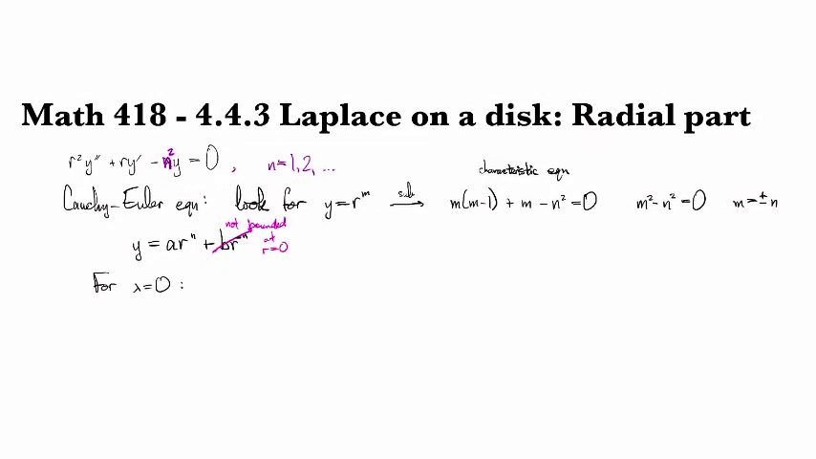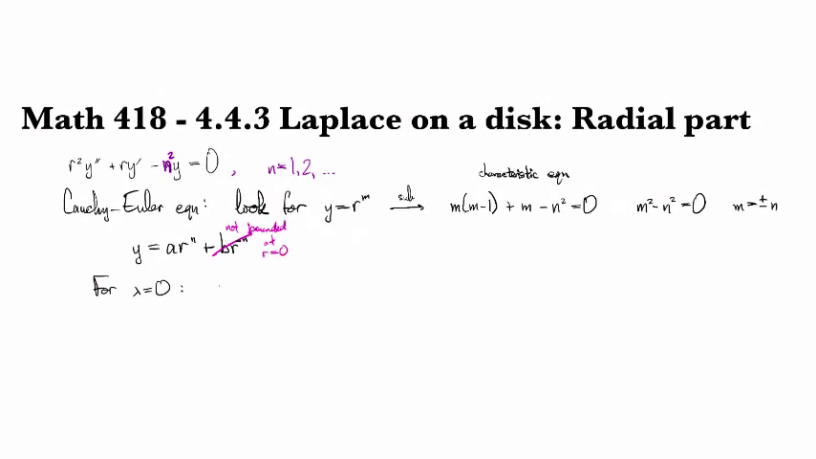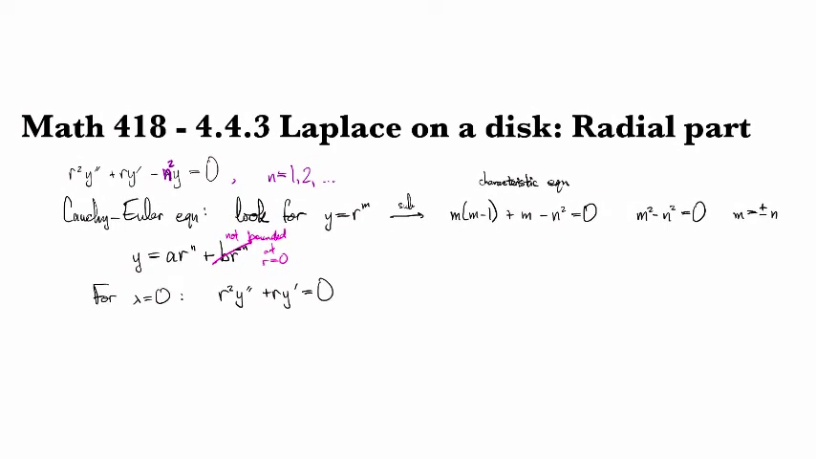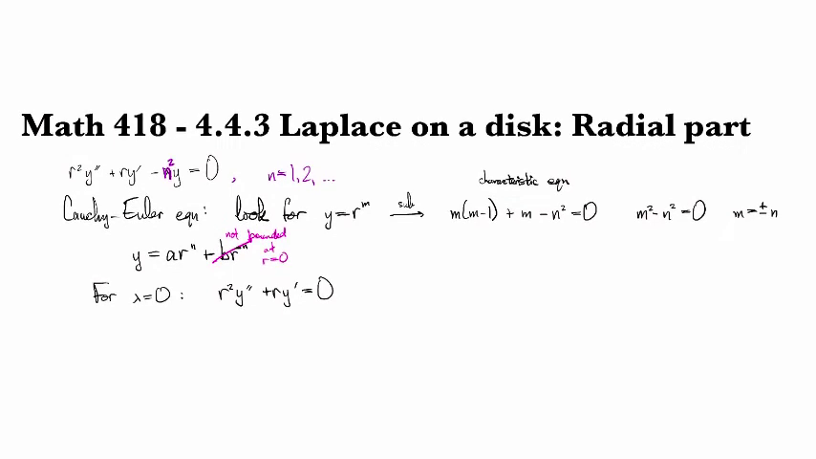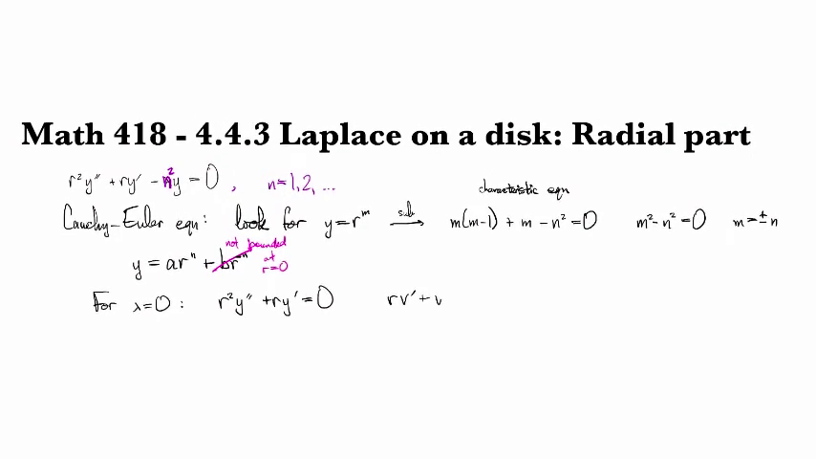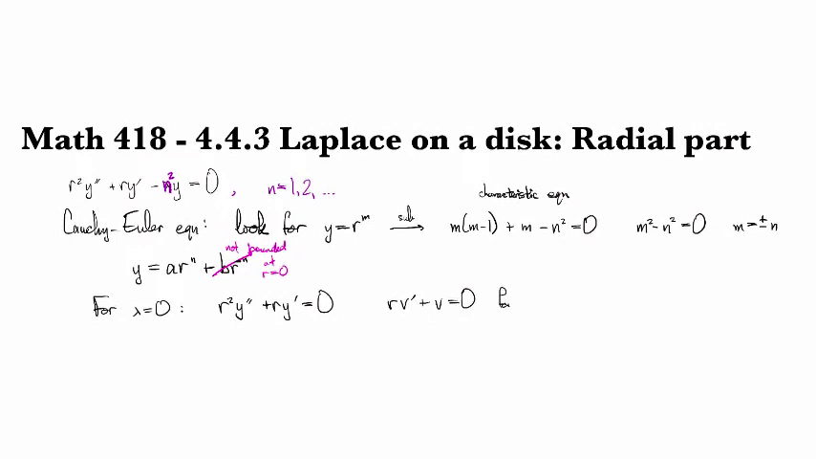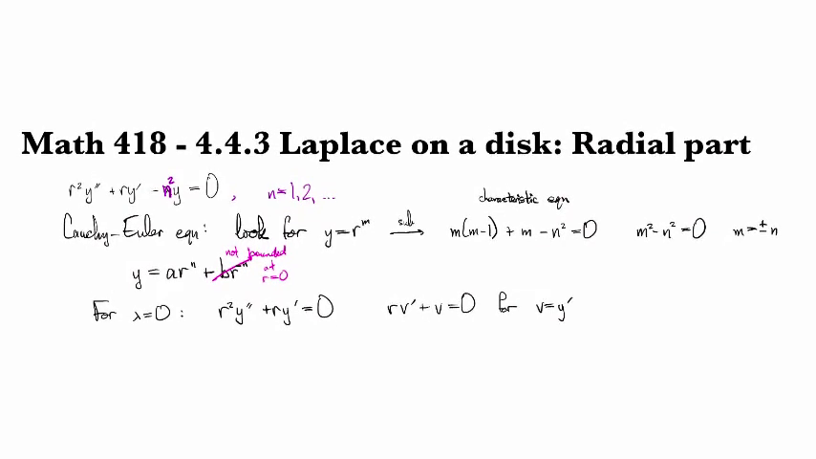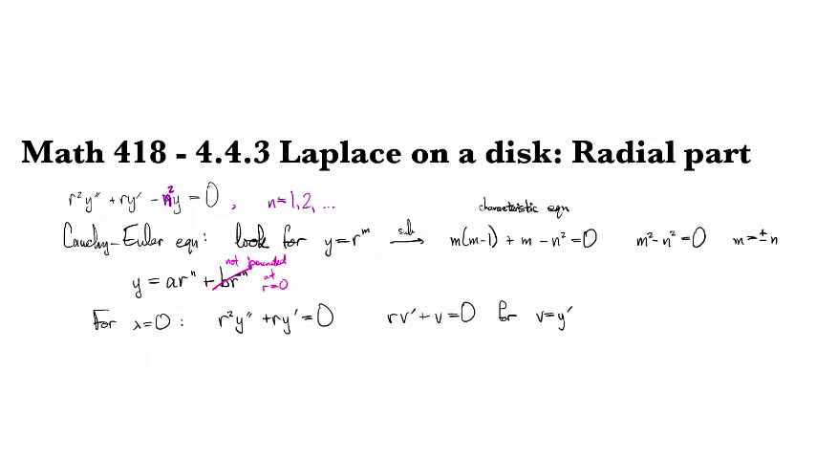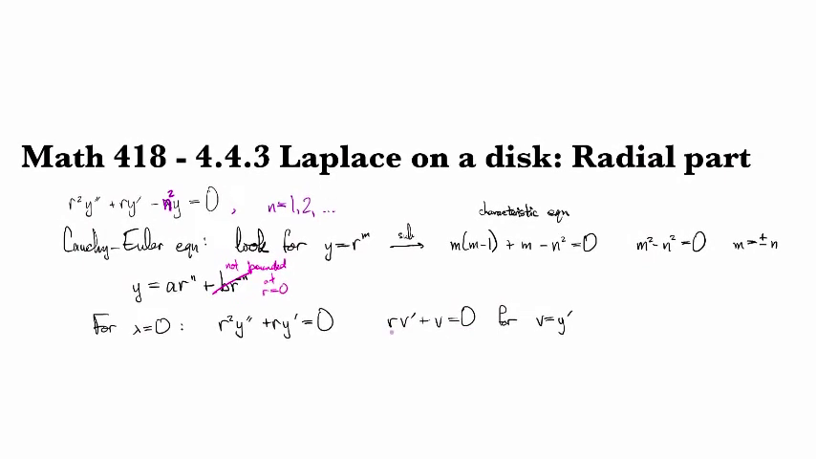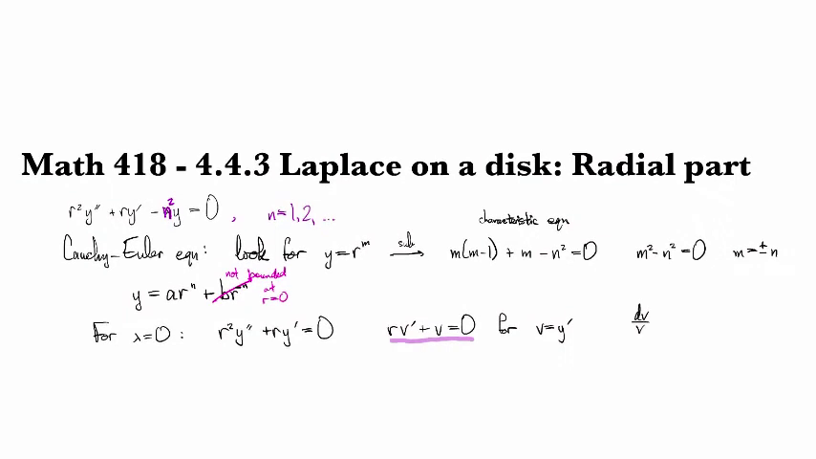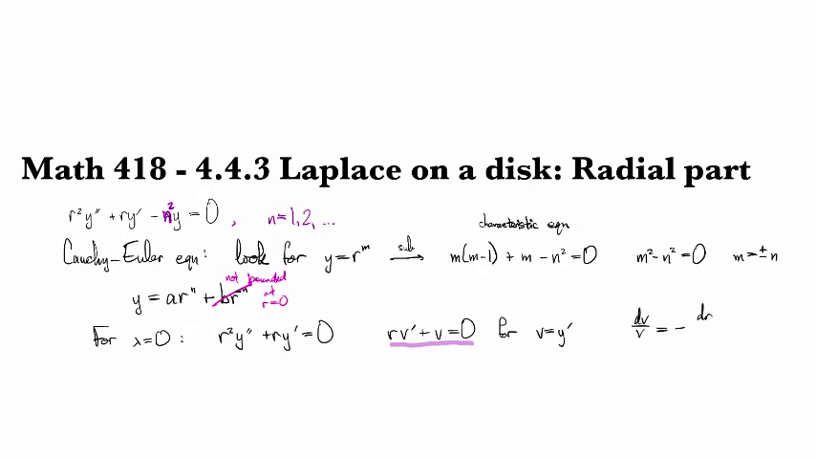Then we also need to check when lambda is equal to 0. For the lambda equals 0 case, we have r squared y double prime plus r y prime equals 0. That's the same thing as r v prime plus v equals 0 for v equal y prime, and then canceling an r. This gives us a separable equation. If I subtract the v to the other side and then divide both sides by v, I end up with dv over v equals minus dr over r.